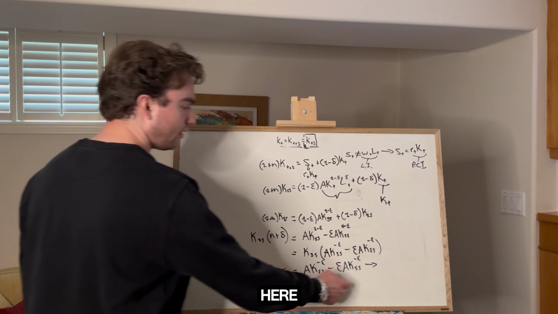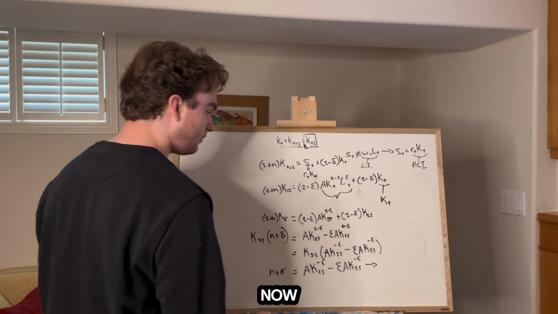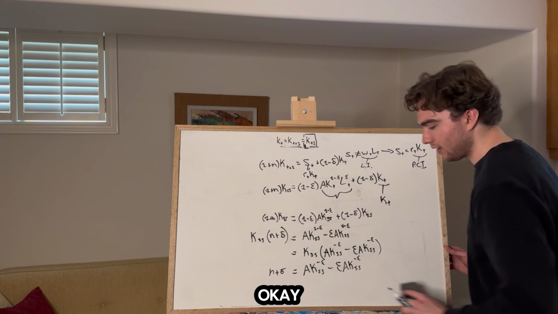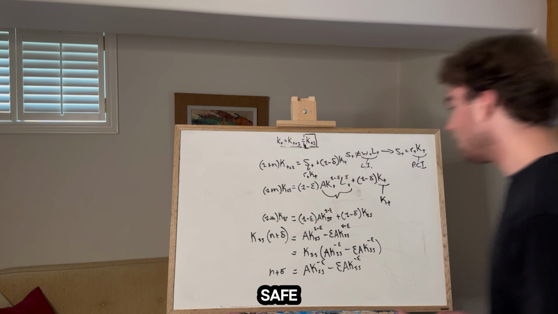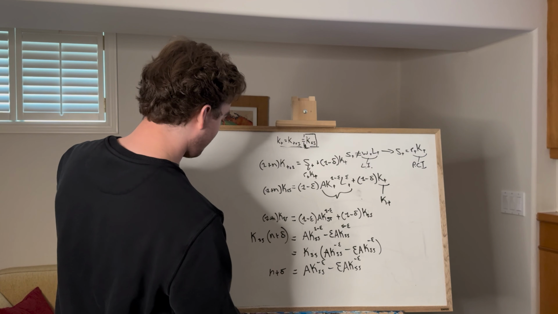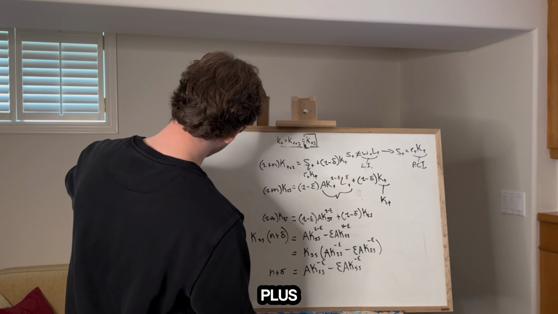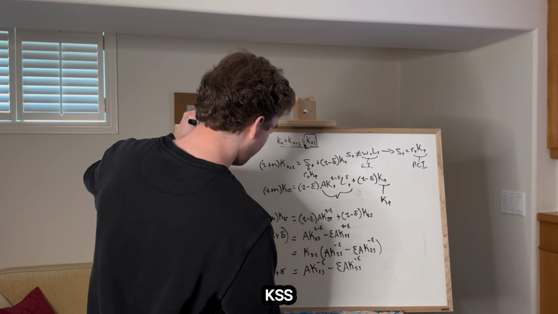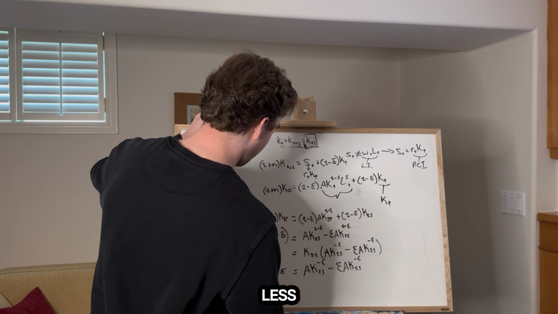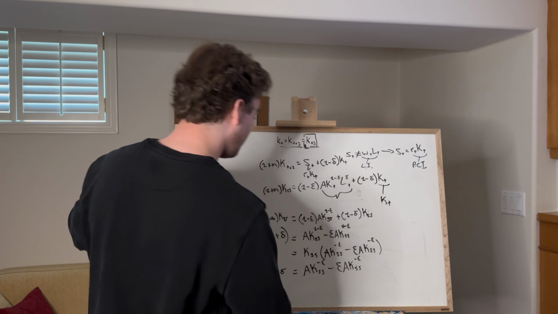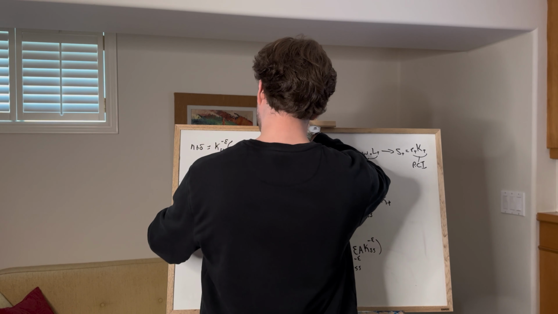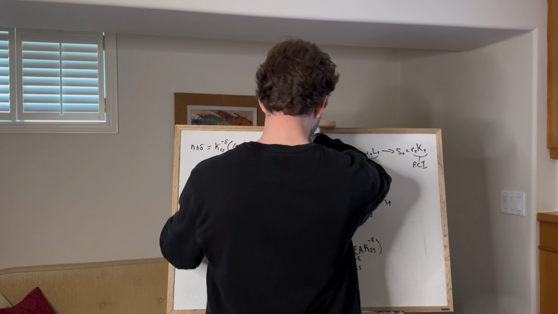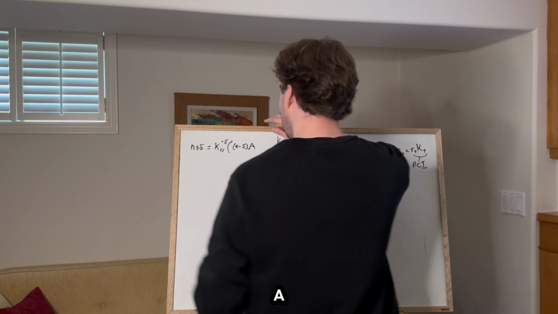So we're here right now. Ignore this arrow. Ignore this arrow, guys. Okay, it's no longer there. You're safe. We're gonna do n plus depreciation equals KSS to the power of less epsilon. And then in here, 1 less epsilon A.